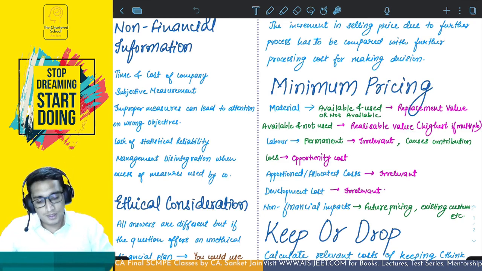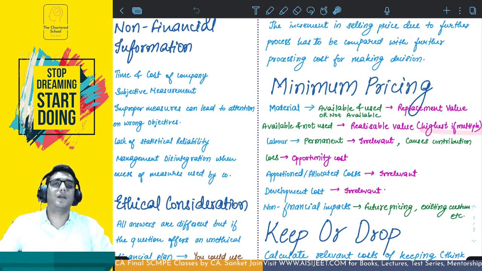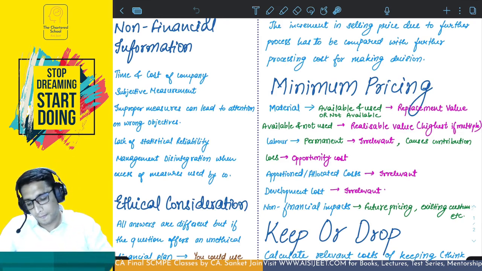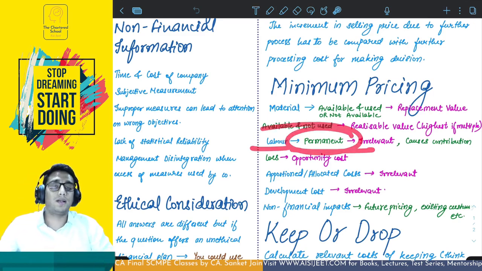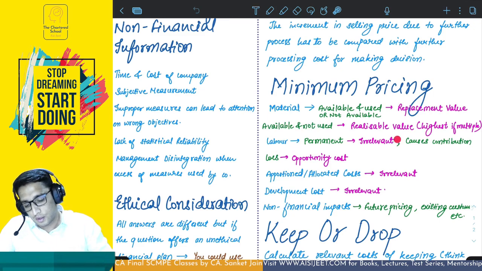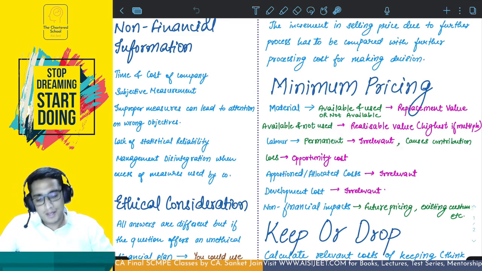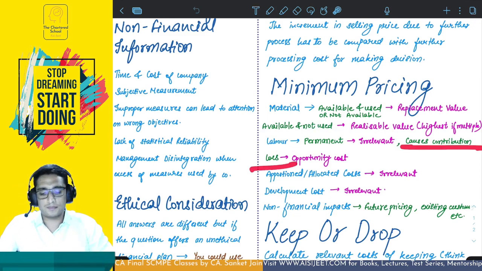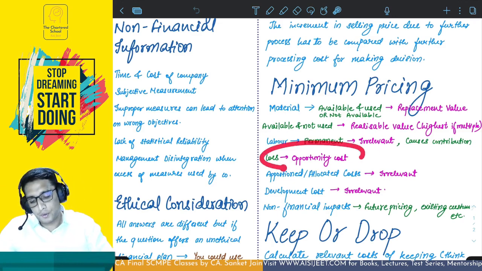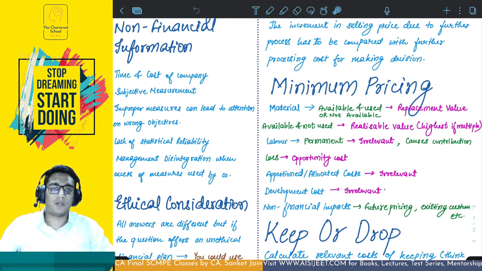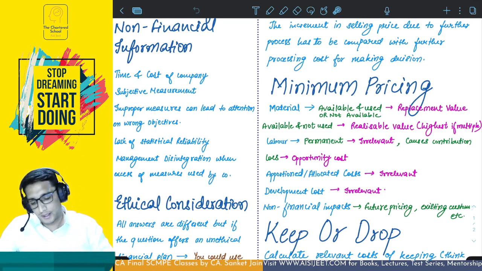If multiple options are given, take the highest one out of them. If labor cost is given and it is permanent, then the cost will be irrelevant. If it is permanent but causes contribution loss because we are switching it from one place to another place, then opportunity cost will be there. If it is not permanent and has to be hired contractually, definitely it is relevant, right?